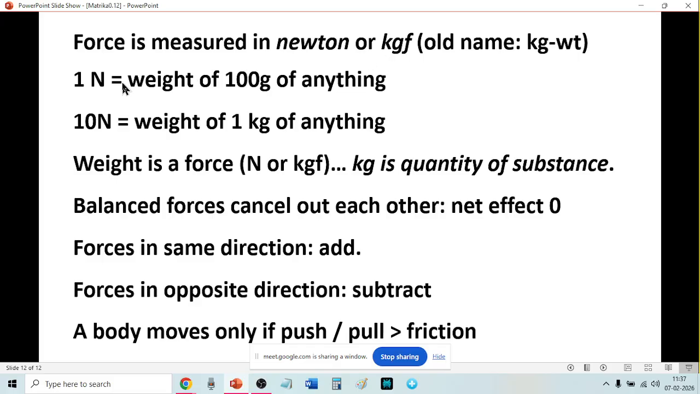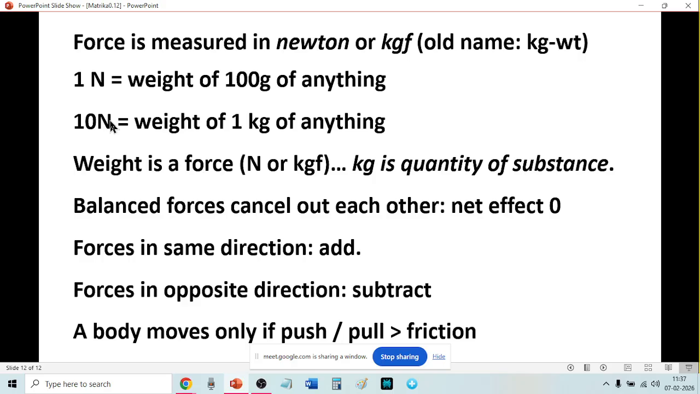1 Newton is equal to the weight of 100 gram of anything. Don't say 1 Newton equal to 100 gram. 100 gram is quantity, 1 Newton is weight. Weight means the Earth's gravity pull. The Earth is pulling, gravity. So 100 gram is quantity, the weight of this quantity is 1 Newton.